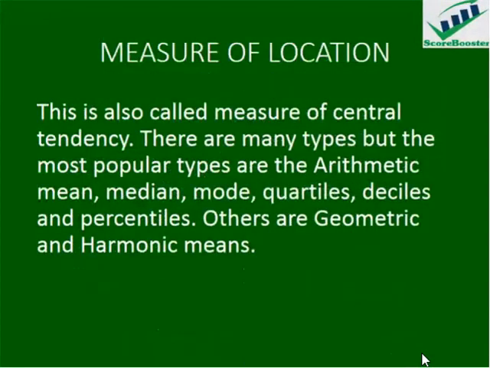So now we move to measure of location. A measure of location is also referred to as measure of central tendency, and there are many types of this. We have the most popular type, which is the arithmetic mean. We also have the median, which is also known as the middle number, the mode, that is the data that has the highest occurrence, and the quartiles.